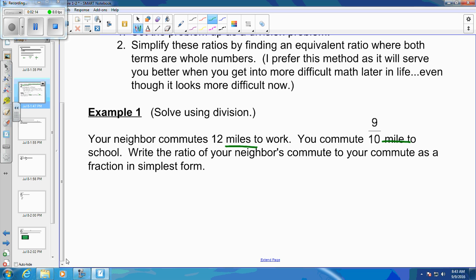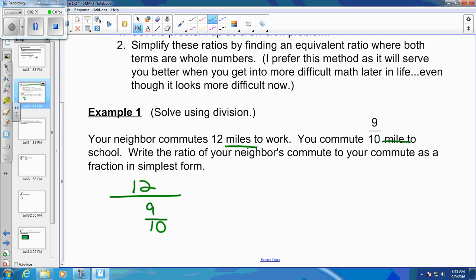So we're writing the ratio of our neighbor's commute, 12, over our commute, 9/10. And you can clearly tell where my ratio is, in the denominator is the 9/10. So it doesn't look like 12 9ths over 10. It looks like 12 clearly over 9/10. Now we need to simplify this.